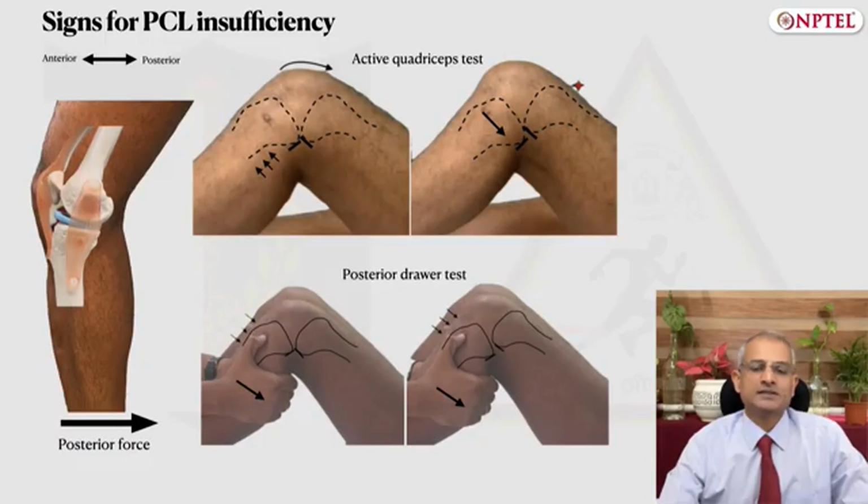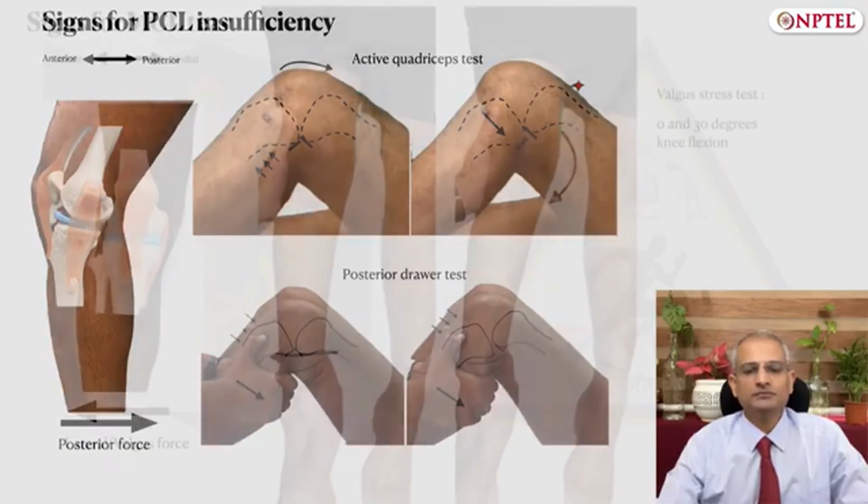The other tests done for PCL include the sag sign or Godfrey's test, where tibial sagging is noticed when hip and knee are flexed to 90 degrees and the foot is held by the examiner. A posterior sag indicates a PCL injury.